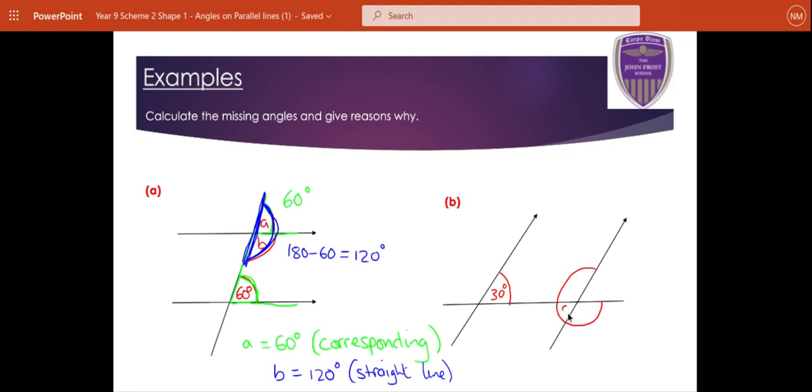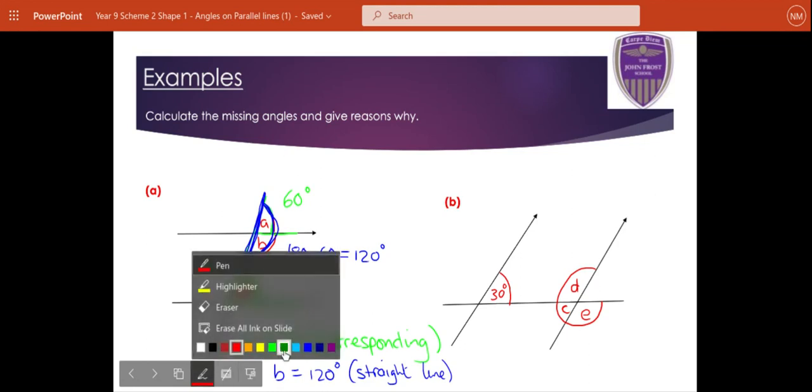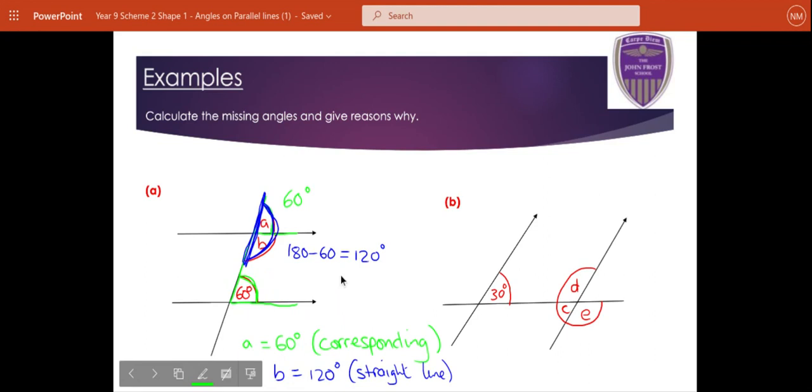I'm going to call this one C, this one D, and this one E. And remember to try and do them in that order. If we start off with angle C, we have to use the 30. Hopefully you can note that angle C and the angle of 30 are both on opposite sides of this center line, so that's your Z shape. So I would write C equals 30, and remember the Z shape rule, that's alternate angles, isn't it? So just write alternate there.